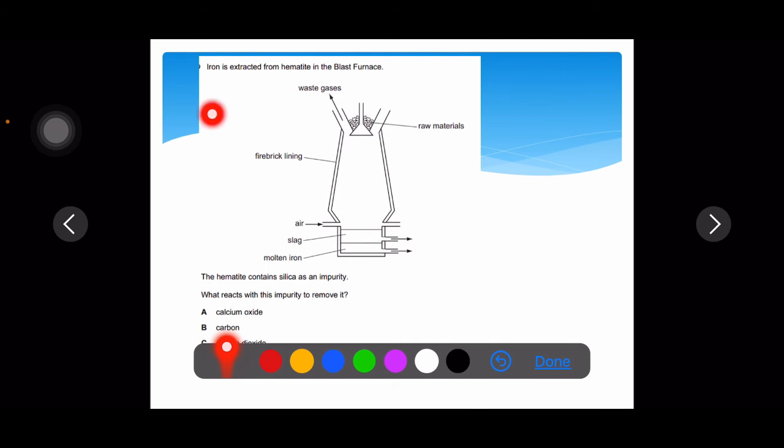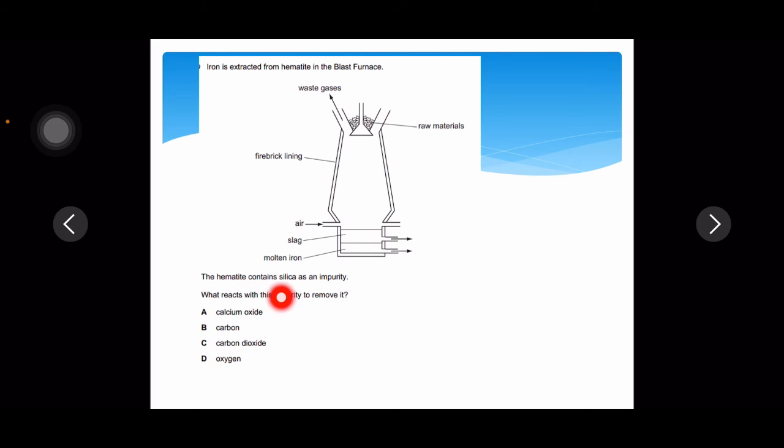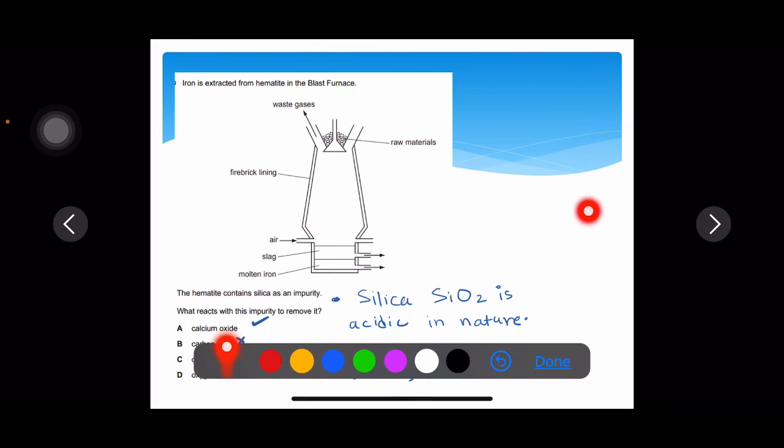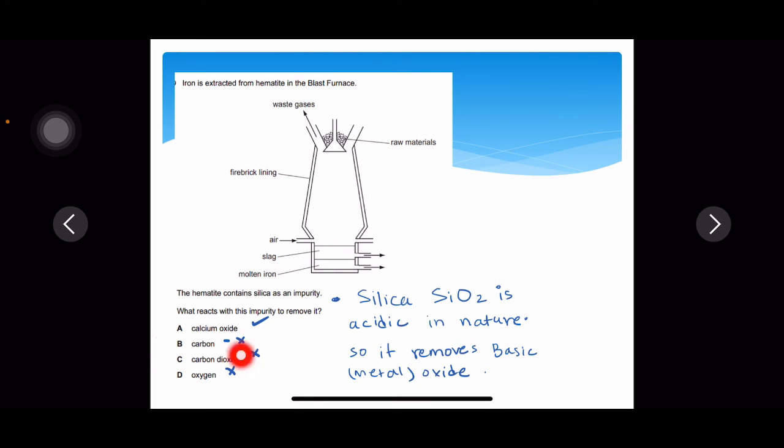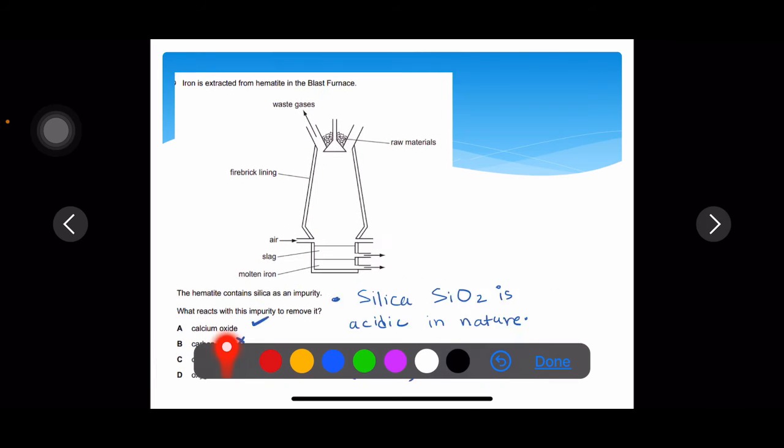Next question says that iron is extracted from hematite in the blast furnace. Hematite contains silica, SiO2, as an impurity. What reacts with the impurity to remove it? We need something basic or a metal oxide to remove this silica by the neutralization process, as we just discussed. Options are calcium oxide, yes. Carbon, no. Carbon dioxide is no because it is acidic. Oxygen is neither acidic nor basic. So we need calcium oxide because it's a basic oxide or metal oxide. So option A is the right answer.